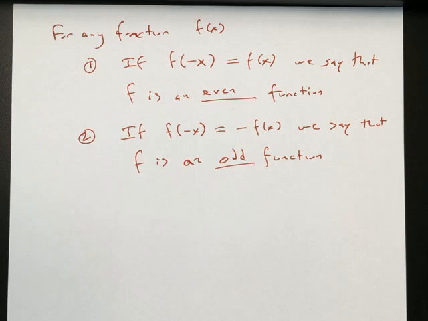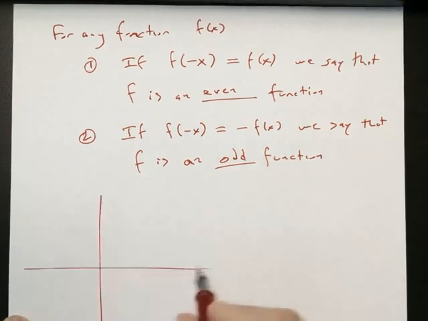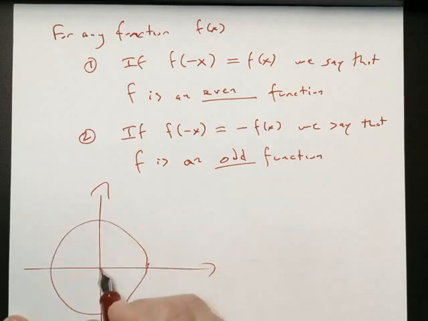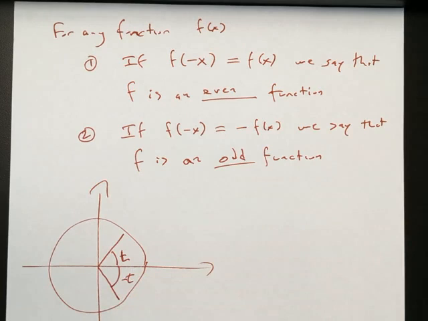If I go and look at my functions, I want to switch t with minus t. What's going to happen to my x value when I change from t to minus t?